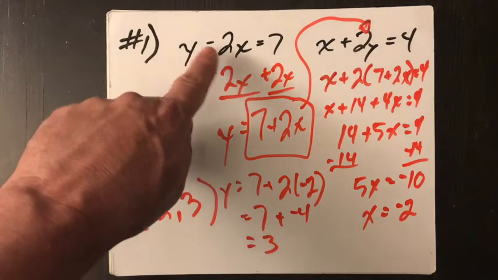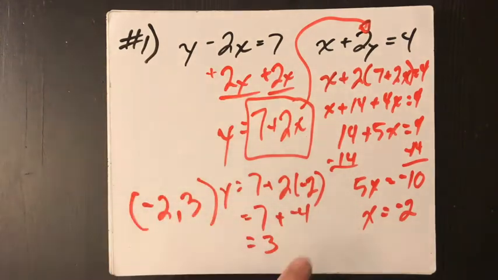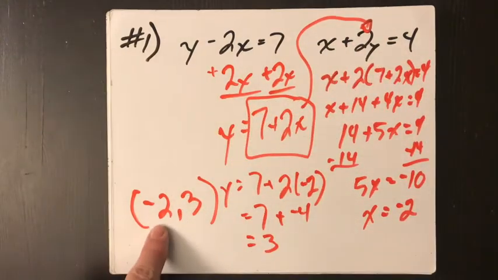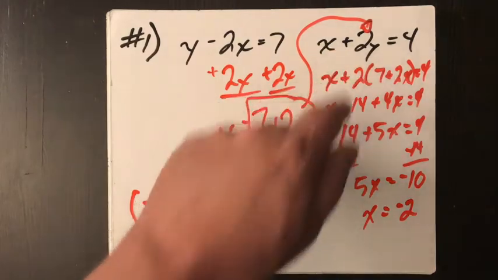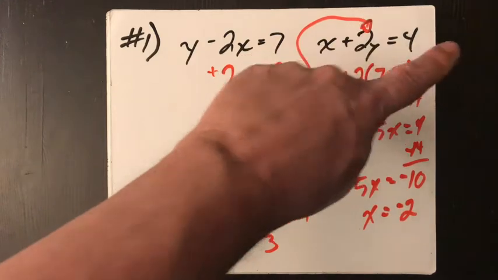3 minus 2 times negative 2 would be 3 minus negative 4. Yes, it does equal 7. But really, the trick is, did it work here? And it does, because x is negative 2. 2 times 3 is 6. Negative 2 plus 6 does equal 4.